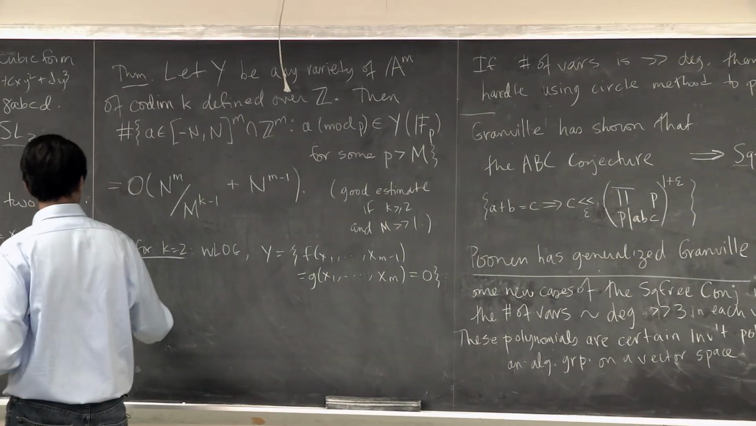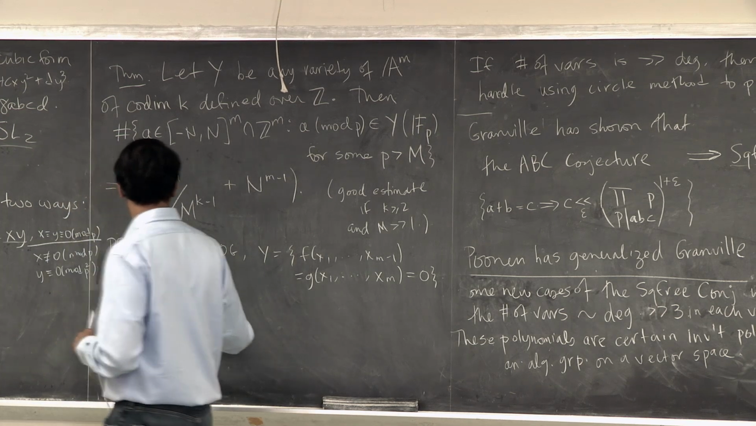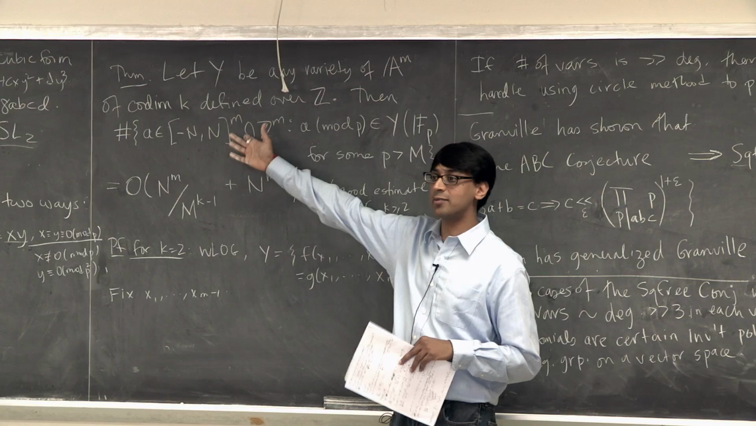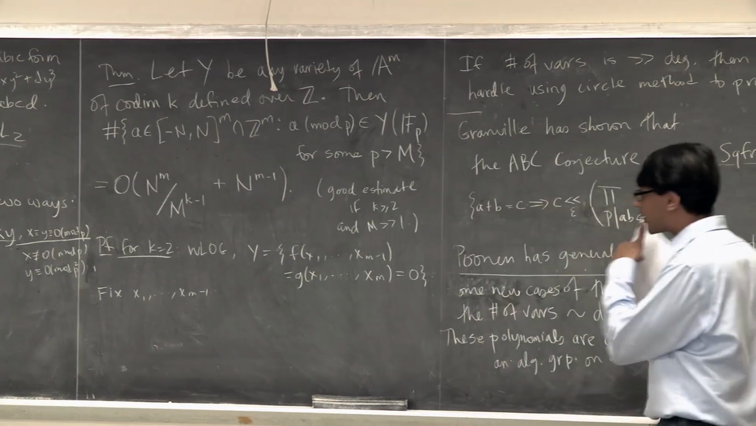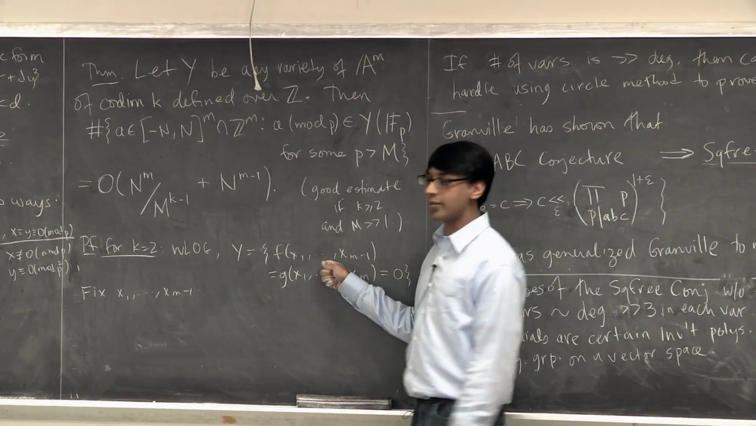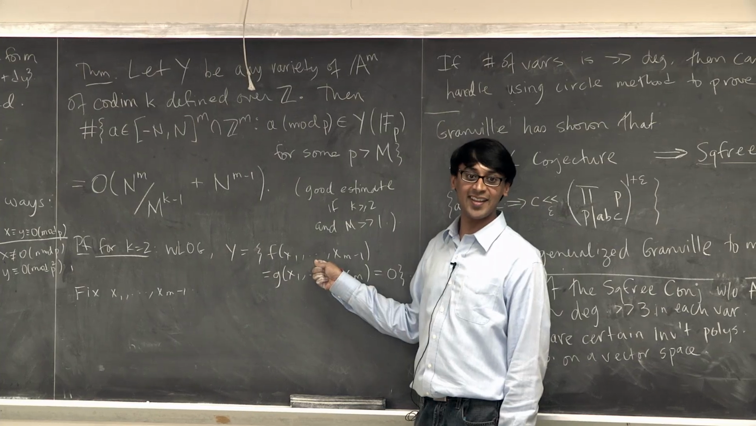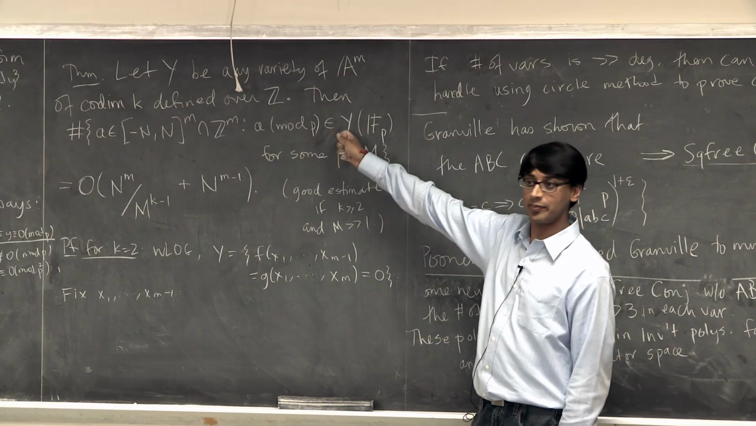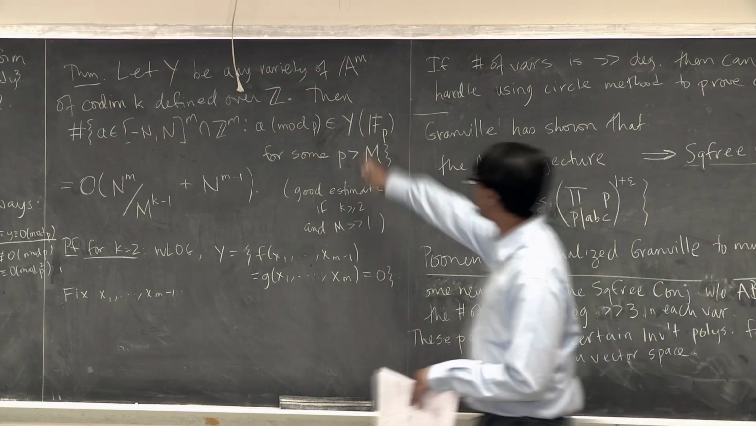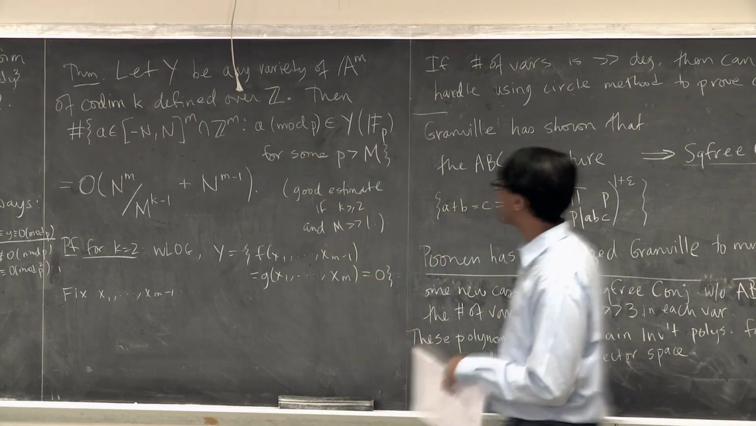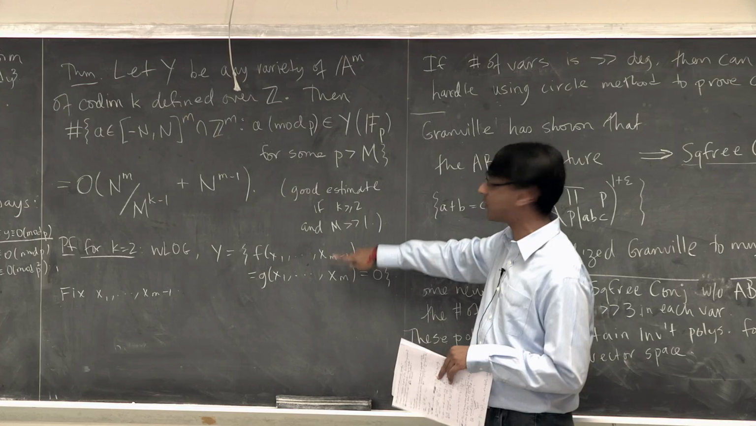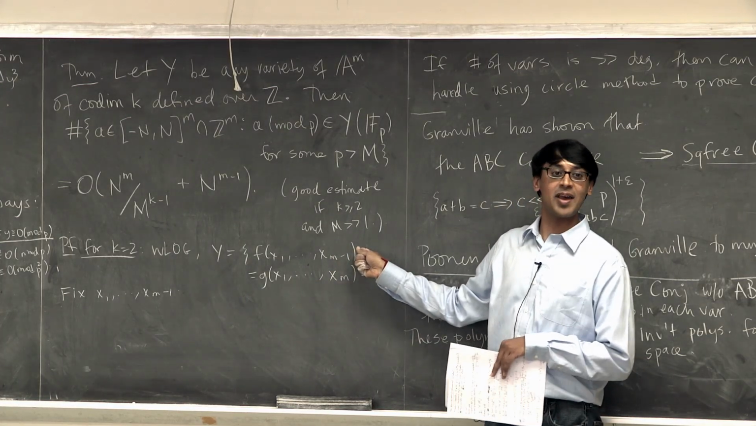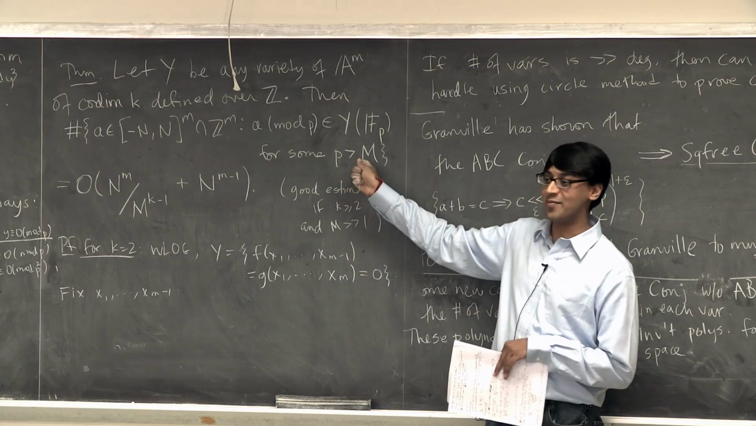So now what you can do is fix x1 through x_{m-1}, fix those values, of which there are n to the m minus 1. And for each of those, you plug it into f, and you get some number, which you want to be 0 mod p. Y of F_p means the points such that both of these are 0 mod p. If you plug in x1 through x_{m-1}, you get some number here. It only has a bounded number of prime factors p bigger than m.